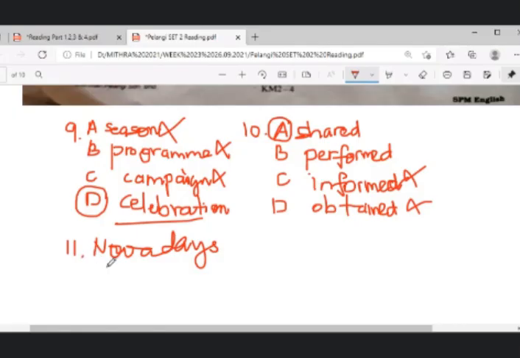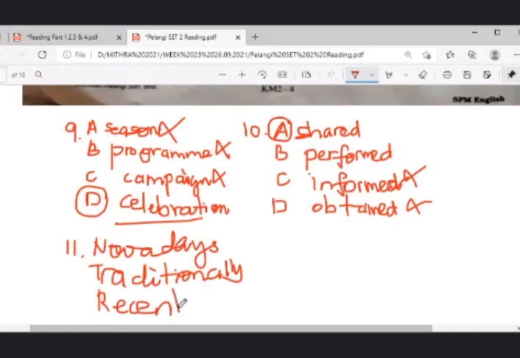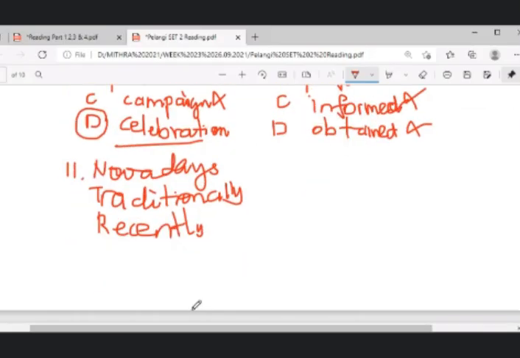Okay, B, you have traditionally. All right, come on, please check one by one. C, you have recently. Okay, and D, you have sometimes. So what do you think the answer for this question?